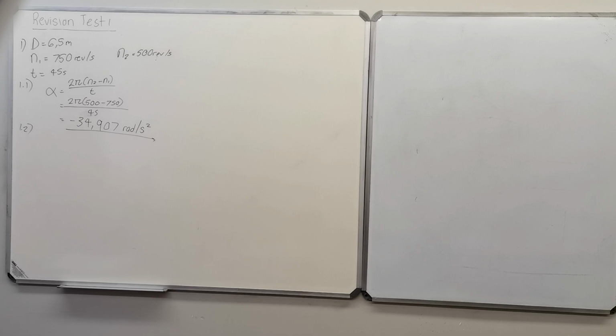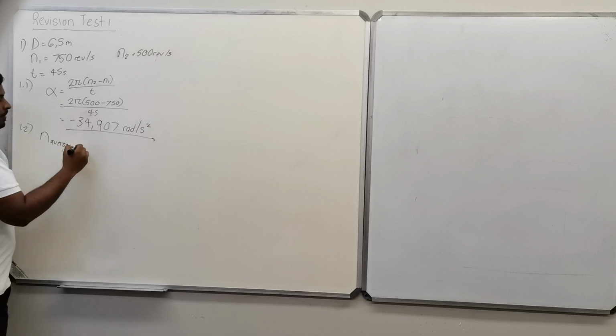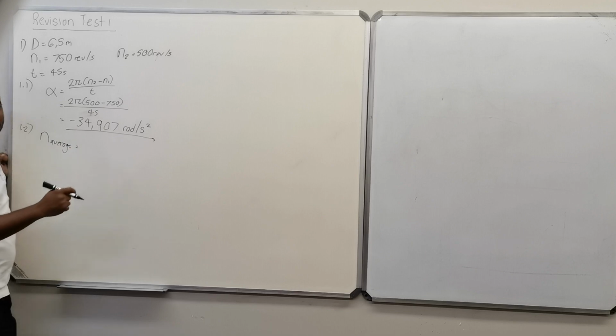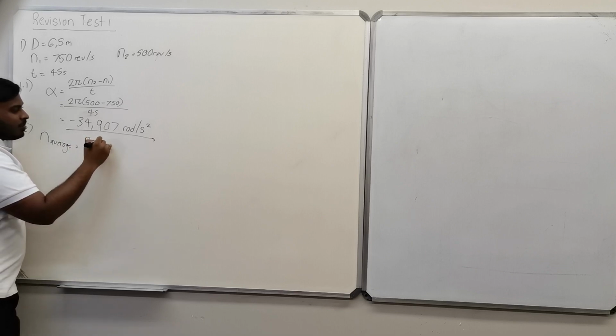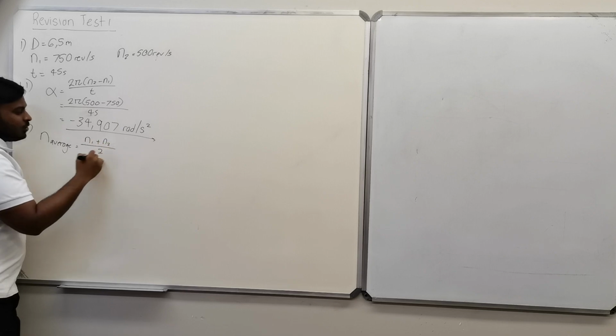1.2. Calculate the number of revolutions completed during this deceleration. How would we work that out? The average. You'll work out your average, right? So you'll say n average. I was still wondering why they gave us an average. We never used it. Right? n1 plus n2, all over 2.